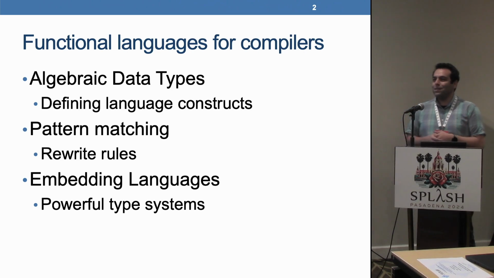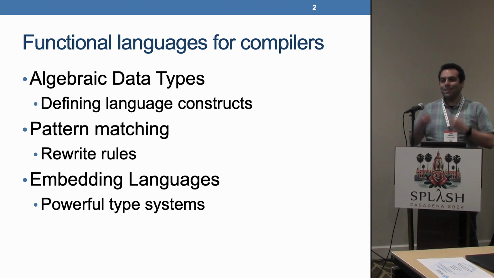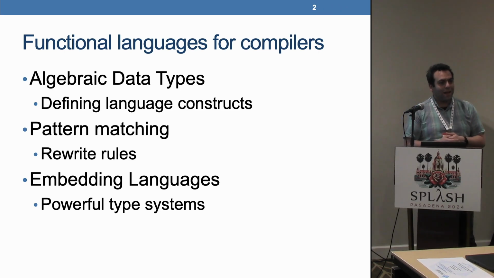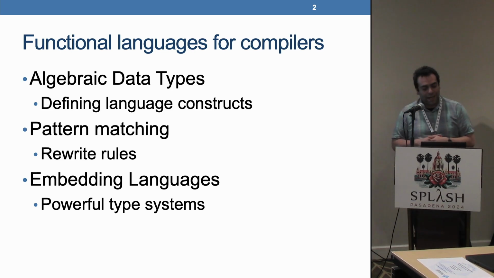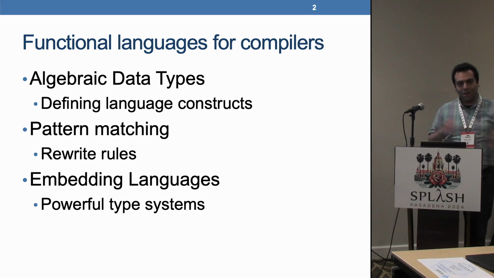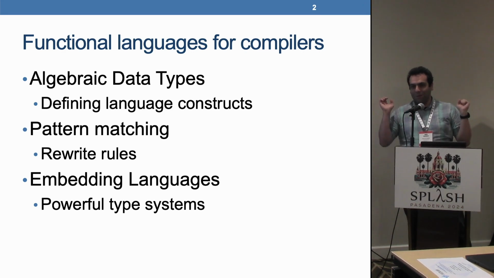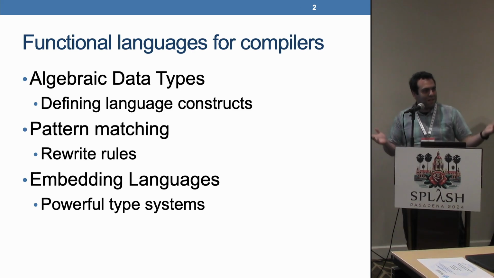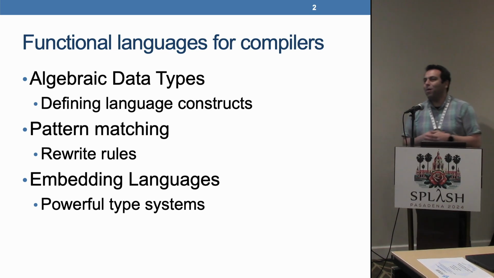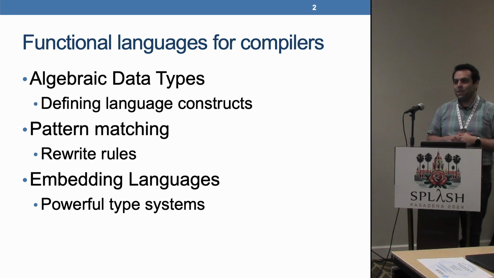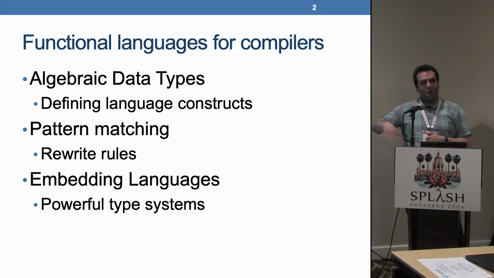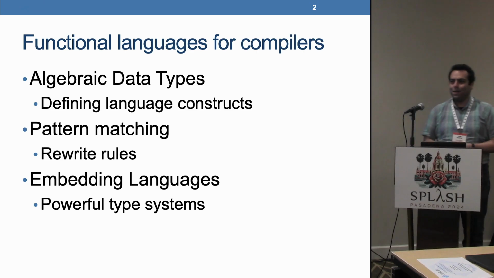They have algebraic data types, which are the natural paradigm to define a domain-specific language or language constructs. They have pattern matching, which makes it very easy to write rewrite rules or analyses over the different constructs of the language. And also, if you recall from the previous session, they are very good to embed languages inside them, because some of them have very powerful type systems that are going to simplify some part of the front end of the compiler. But here I'm going to focus mostly on the back end and middle end of the compiler.